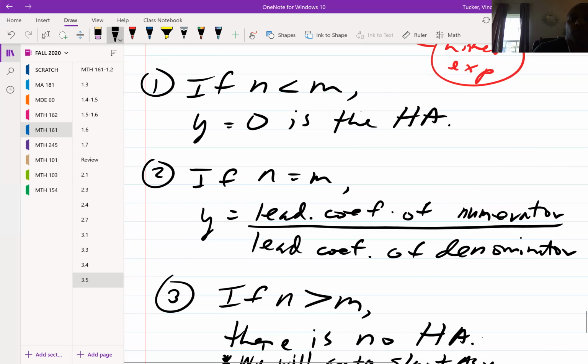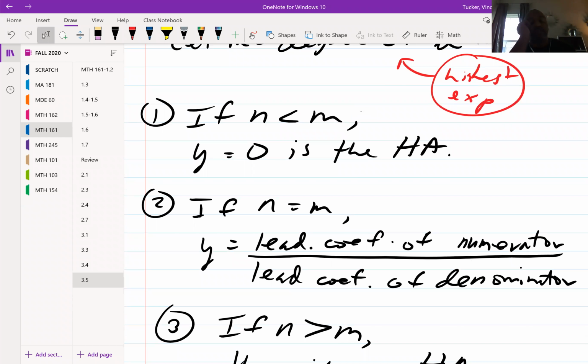All right, so here are our 3 scenarios. For scenario 1, if the degree of your numerator, the highest exponent in your numerator, is less than the highest exponent in your denominator, then your horizontal asymptote is y equal to 0.